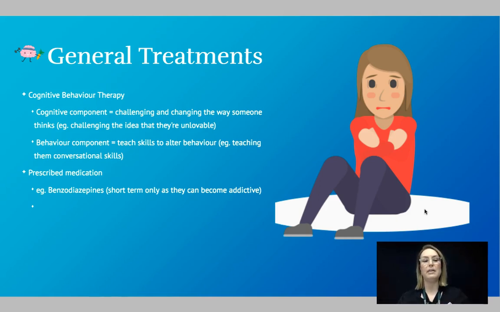Okay. Now, if we look at general treatments, the most successful one and probably the most common treatment is cognitive behaviour therapy. So it combines both cognitive and behavioural components. The cognitive component is about challenging and changing unhelpful thinking patterns.